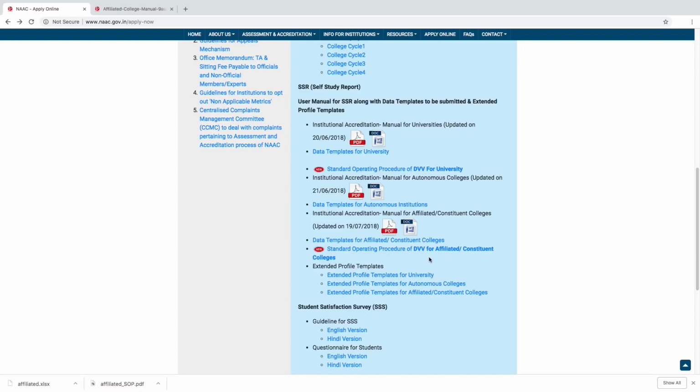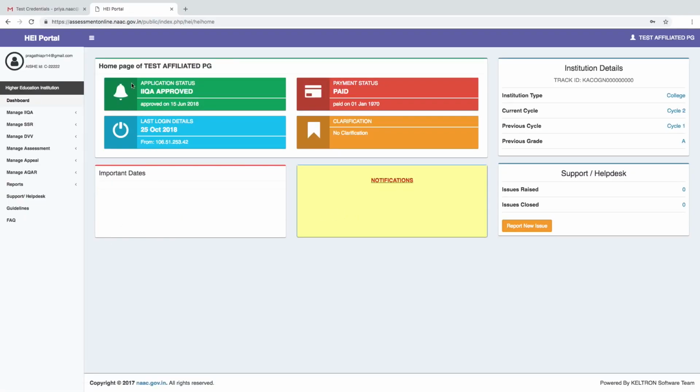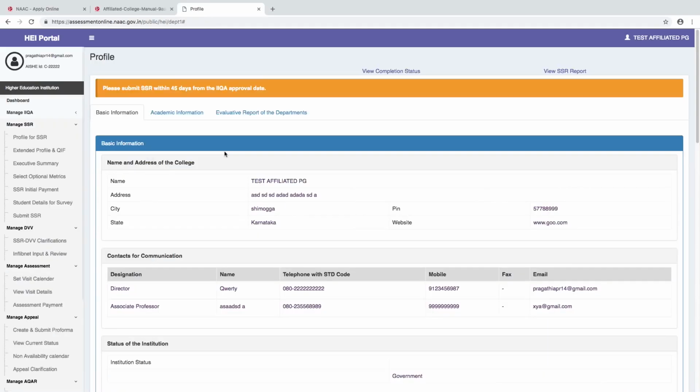With the IIQA being approved, we will see how to fill in the data in the HEI's portal for the self-study report. Upon receipt of such an email, the HEI needs to log into the portal, where you will get the message that the IIQA has been approved, and the date of approval will also be given. The filling up of the SSR has several subsections: profile of the SSR, extended profile and QIF, executive summary, optional metrics, SSR initial payment, details of student survey, and the submission of SSR.